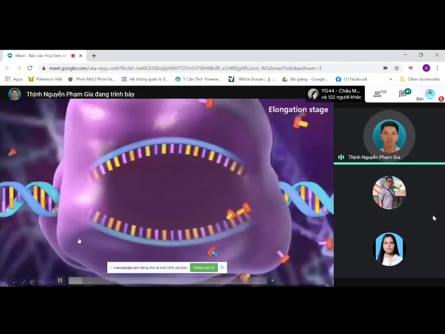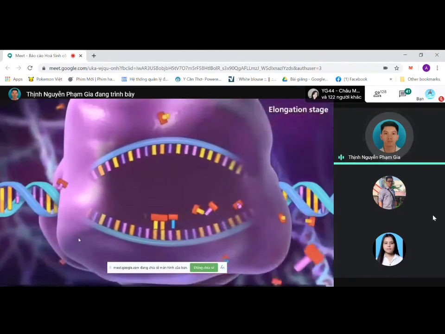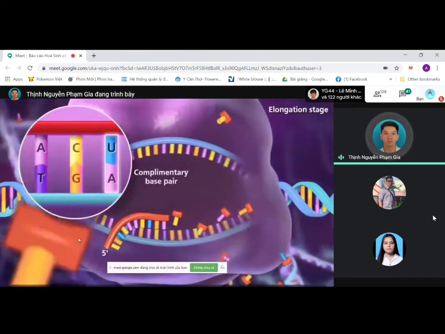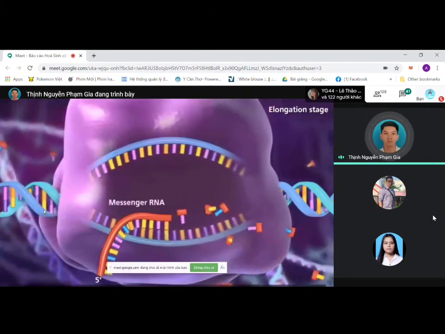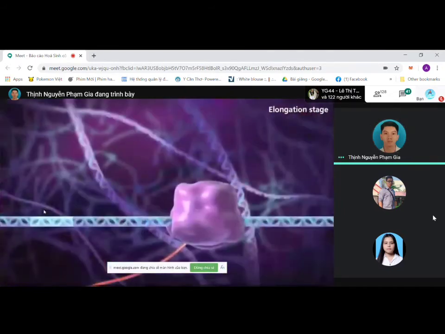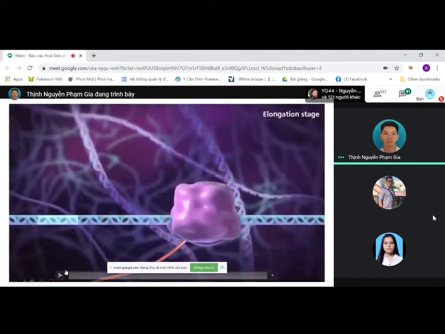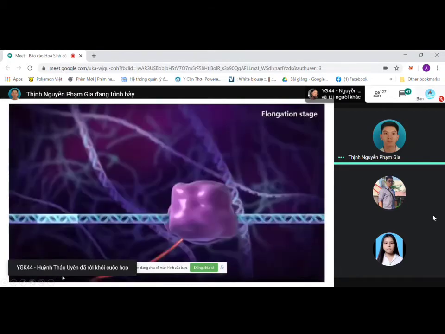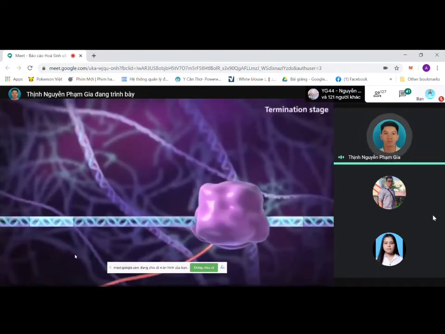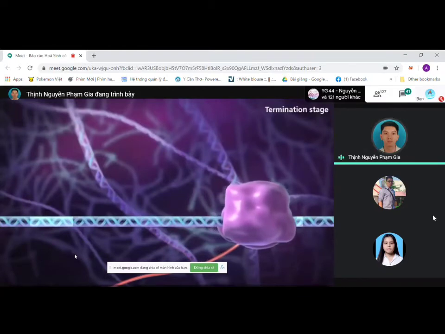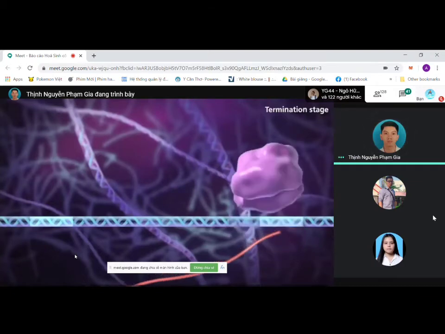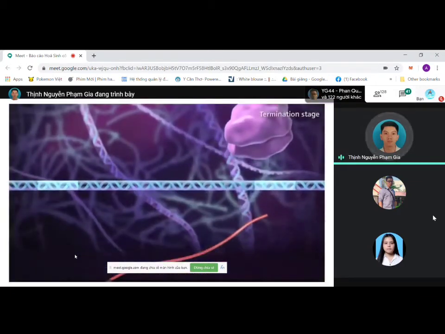In the elongation stage, RNA polymerase moves along the template DNA chain in the 3' to 5' direction, building an mRNA out of complementary base pairs. You can see messenger RNA has direction 5' to 3'. And finally, the termination. Once the RNA polymerase binds to sequences called terminators, the transcription stops. The RNA molecule and RNA polymerase are released. The region in the gene that was transcribed can be transcribed again immediately.